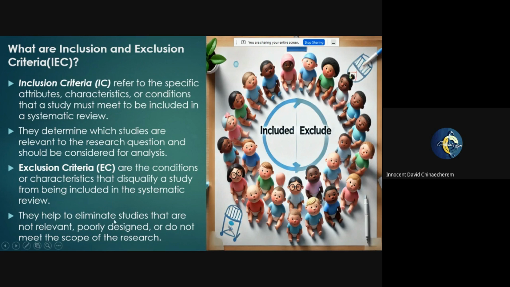Inclusion and exclusion criteria help to eliminate studies that are not relevant, or that are poorly designed or do not meet the scope. In the course of this session, we'll see other characteristics and other considerations that we need to make while we're pulling out our inclusion and exclusion criteria.